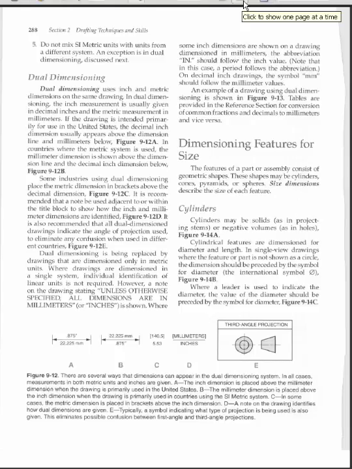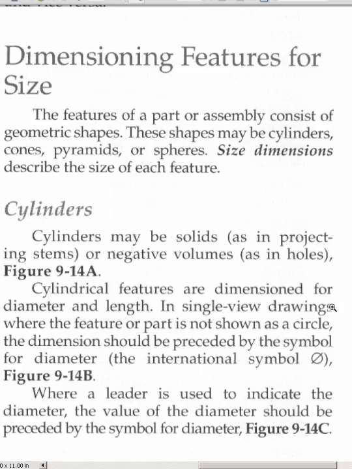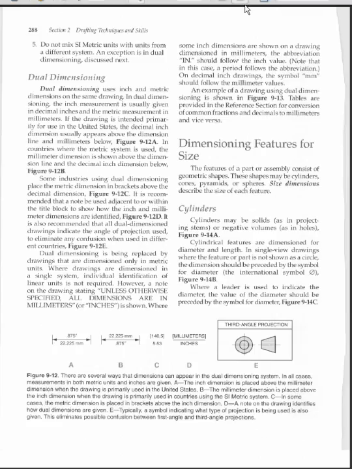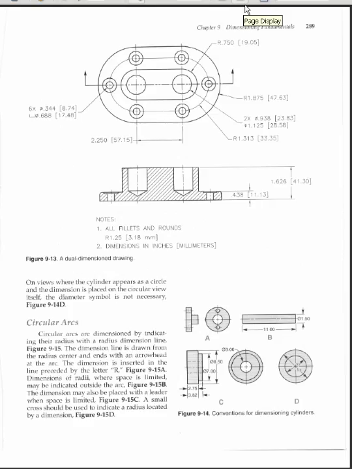Now we move on to the whole concept of how to dimension particular objects, aka dimensioning features for size. This section is where you really want to spend your time marking in your book, because all this information that you're going to see is easily repeated down the line. All you have to do is flip to the page you're interested in and go for it. Okay? So, it starts off with cylinders.